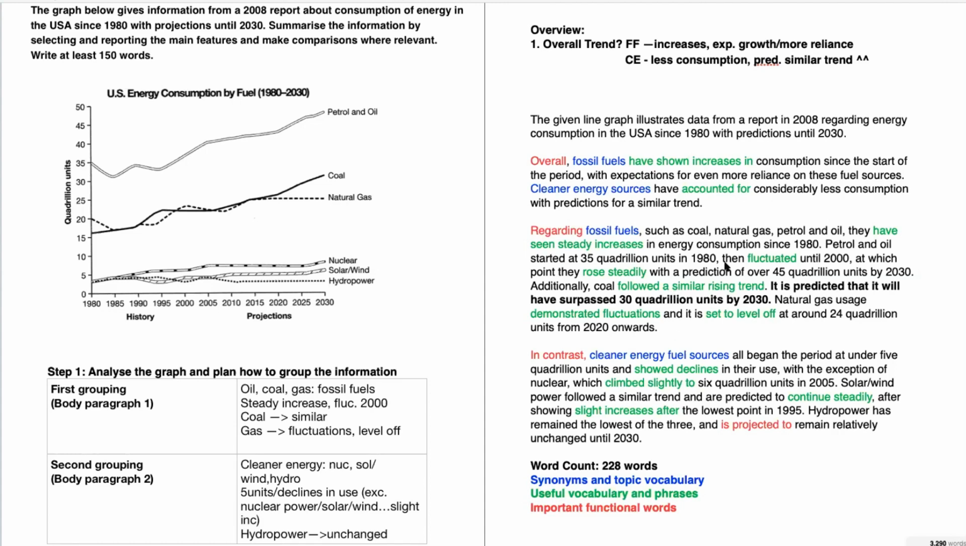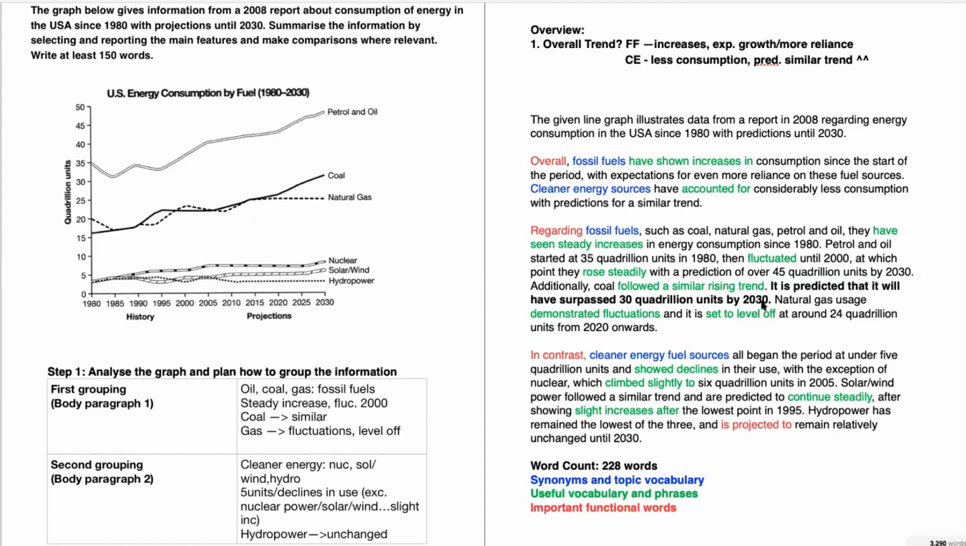And then here we're looking at fossil fuels. Again, we see steady increases. This is a great way to say that it hasn't really shot up or hasn't been a spike in data. Steady is great. We use it here for rows as well, rising trends, fluctuations, and again, demonstrated fluctuations and leveling off like we used in our notes.